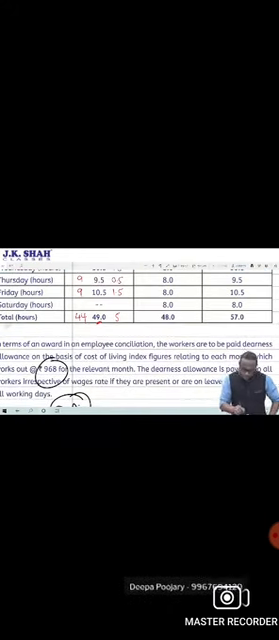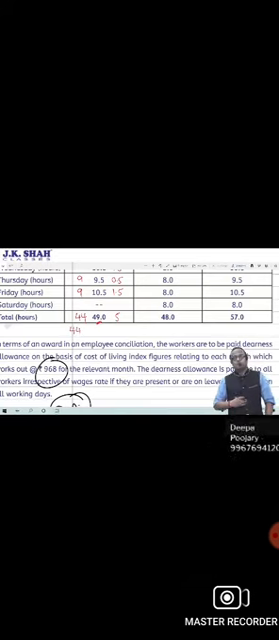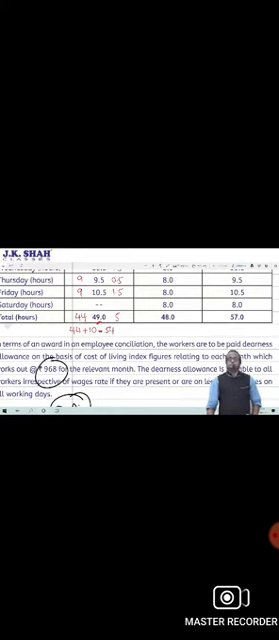And remember, for 44 hours, normal rate will be paid. But for 5 hours, double rate will be paid. That means it is as good as you are paying for 10 hours at a normal rate. So total hours 54. I hope this part is clear.